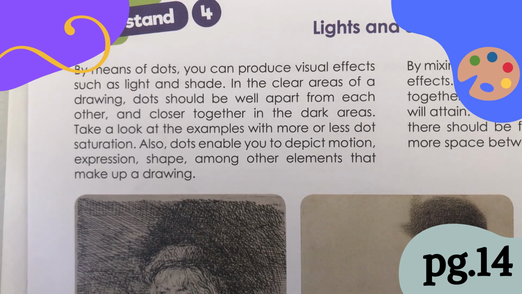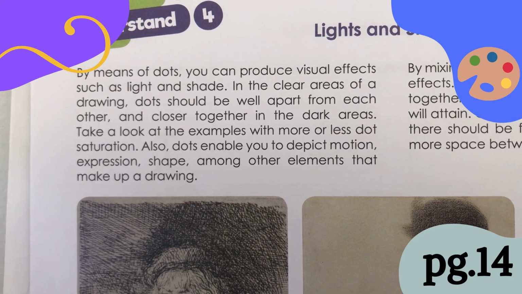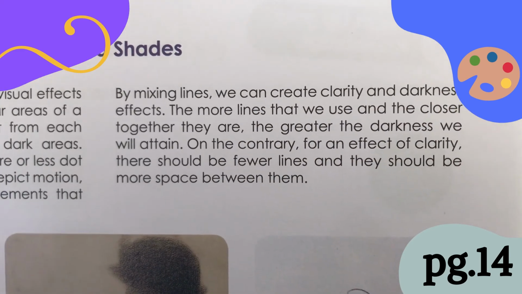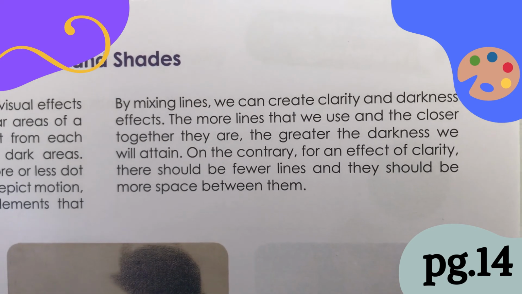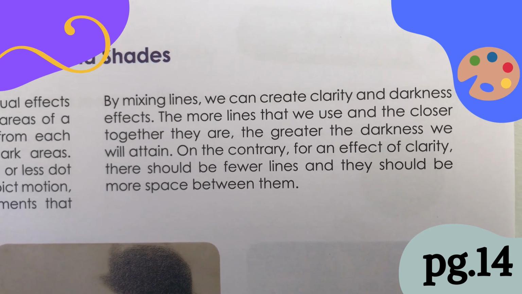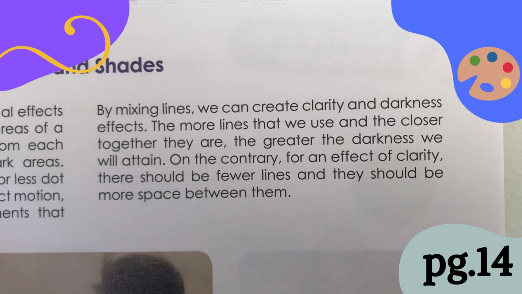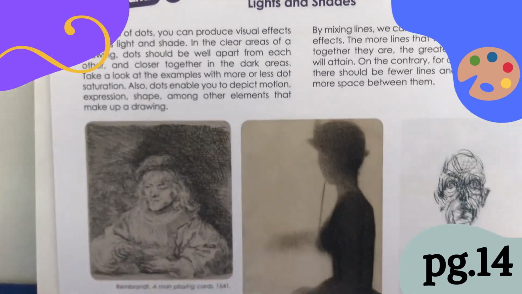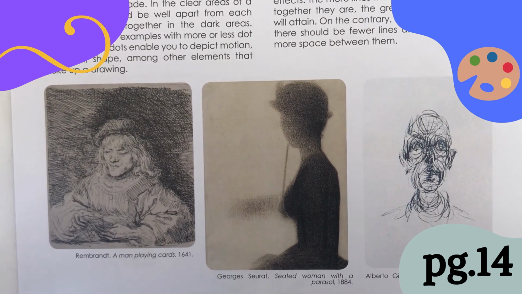Also, dots enable you to depict motion, expression, shape, among other elements that make up a drawing. By mixing lines, we can create clarity and darkness effects. The more lines that we use and the closer together they are, the greater the darkness we will attain. On the contrary, for an effect of clarity, there should be fewer lines and more space between them. So, here we have 3 examples of shades and light.